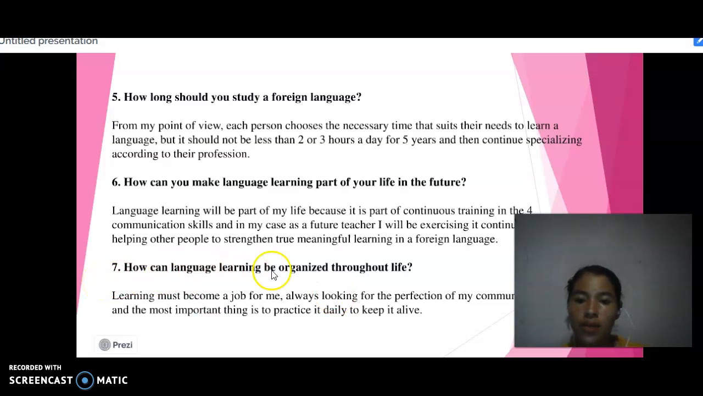7. How can language learning be organized in your life? Learning must be constant for me, always looking for the performance of my communication skills, and the most important thing is to practice every day.